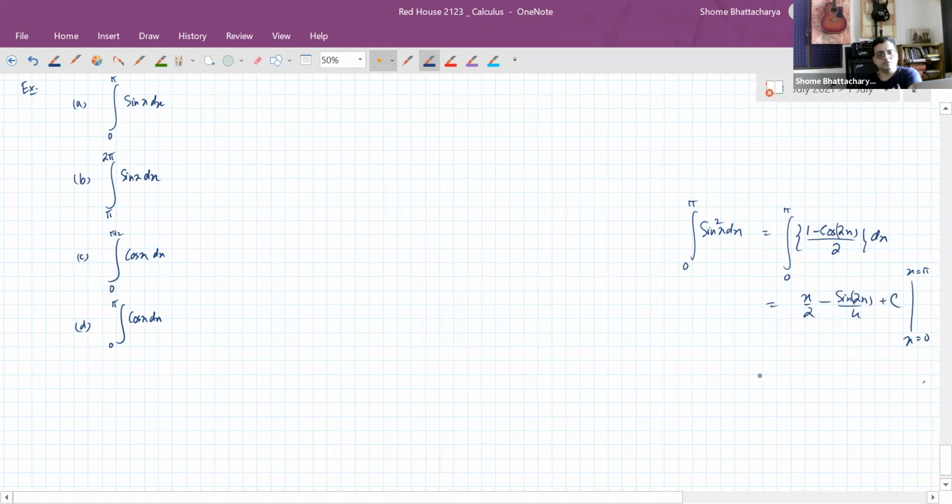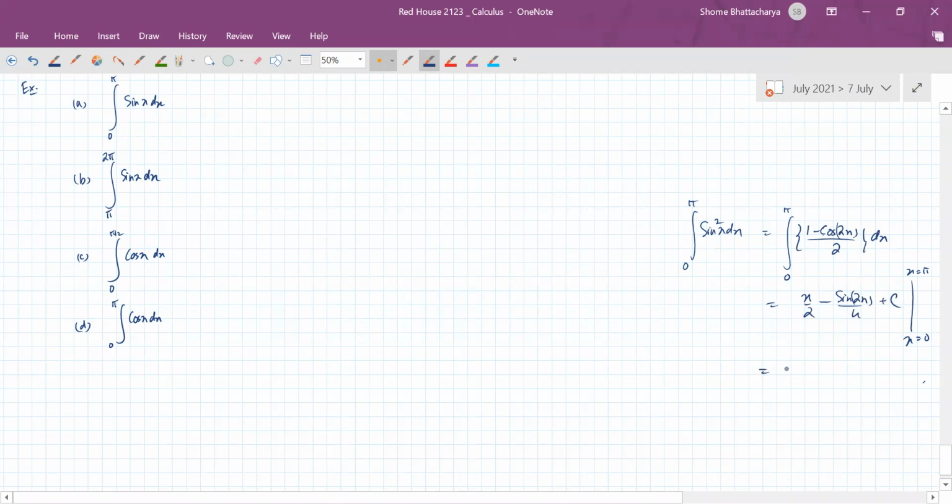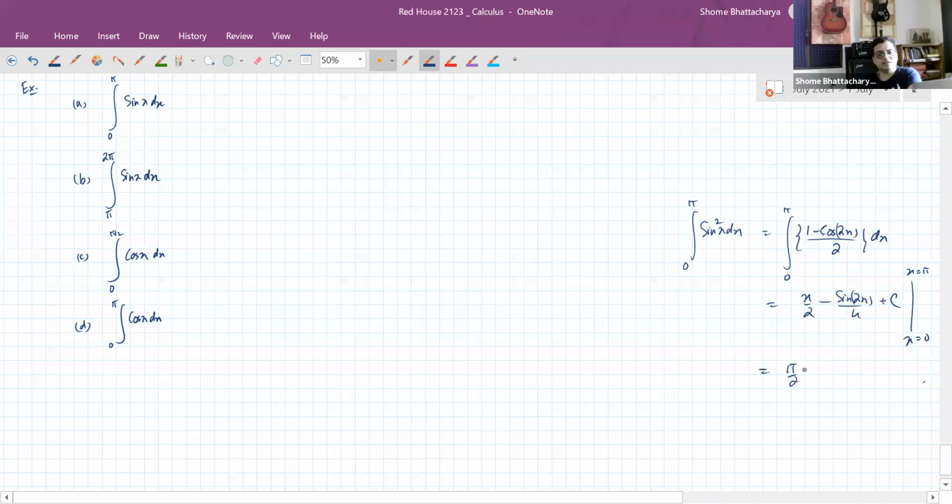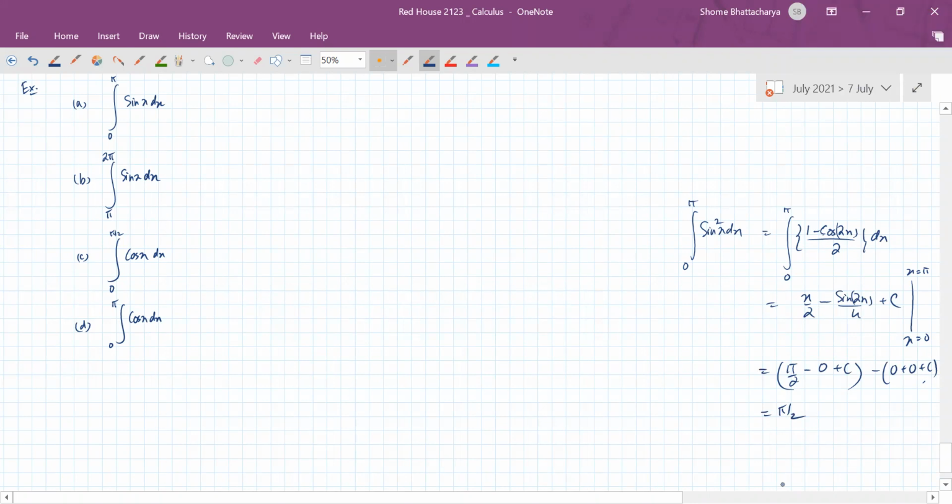Okay, so this makes things even simpler. So the upper limit will become pi by 2 minus sine 2 pi. So that's 0. Plus c, and the lower limit is 0 plus 0 plus c. Okay, so this becomes pi by 2. Got it, sir.